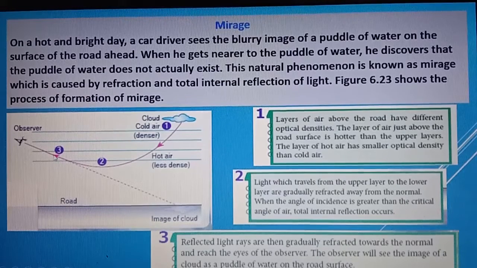So when the light ray gets into the observer's eye, our line of vision is always a straight line. So we observe an image formed on the road along our line of vision. Because of the light ray coming from the moving object like the cloud here, it gives the effect like there's water on the road. Okay, so this phenomenon we call mirage, which occurs due to refraction and total internal reflection.